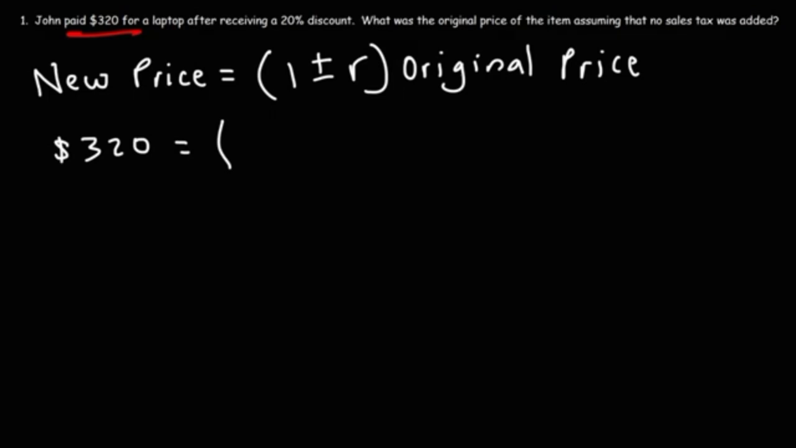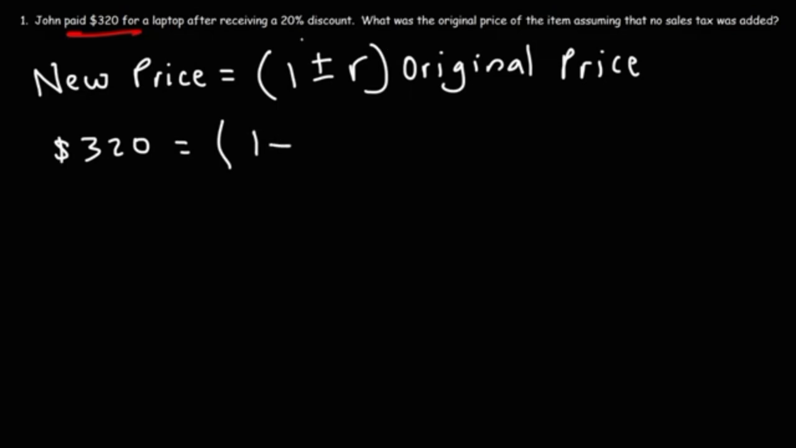Well, the discount is going to reduce the price, so we're going to use a negative sign. The new price is going to be less than the original price, so that's why we need to use negative R instead. If the percentage were to increase the price, like a sales tax, we would use positive R. So since we're dealing with a discount, it's going to be 1 minus R.